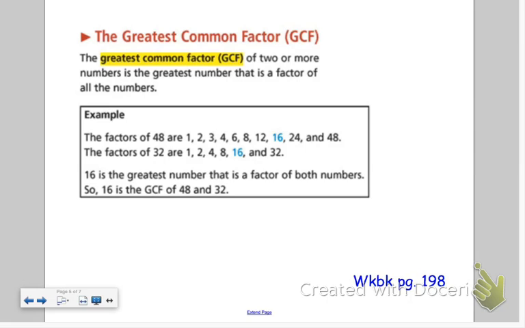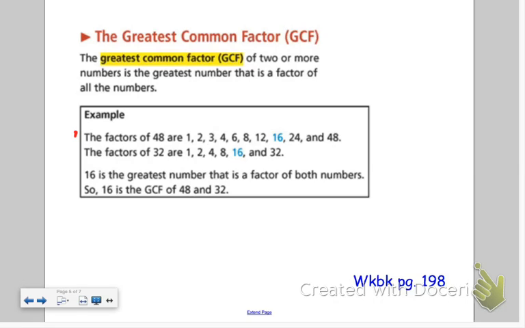Now on page 198, we're going to talk about finding the greatest common factor. When we pulled out common factors before, most of them were pretty easy to identify. Sometimes they're not. And if you remember, we've talked about GCF many times before. You want to try and figure out the greatest common factor to pull out. And you can do that by listing out factors.